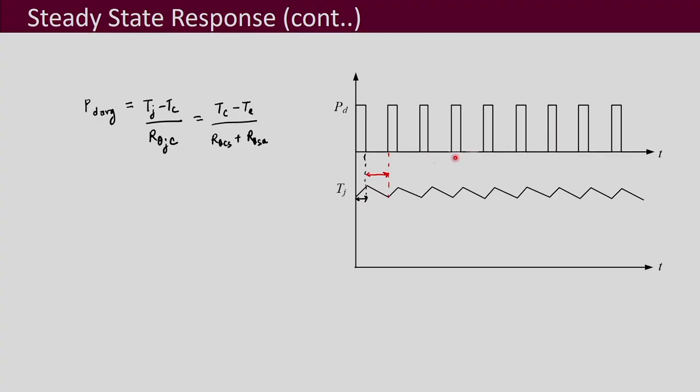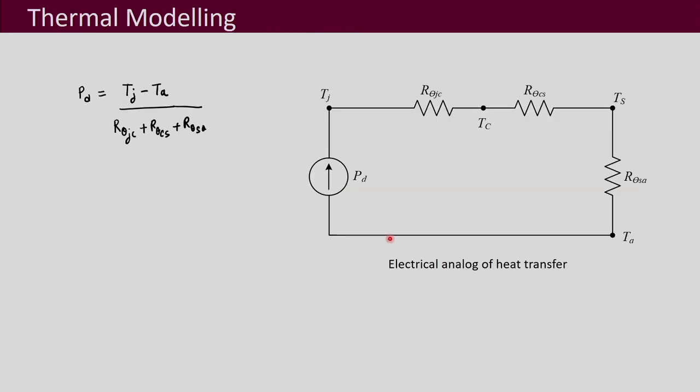We can substitute other values, and let's say the power dissipation is like this, pulsating but at a very high frequency, and the time constant of your junction to case is relatively more as compared to the frequency at which the power dissipation is pulsating. In that case the steady state response, the equations like this, or this electrical circuit that I showed you, can be used for choosing the heat sink.